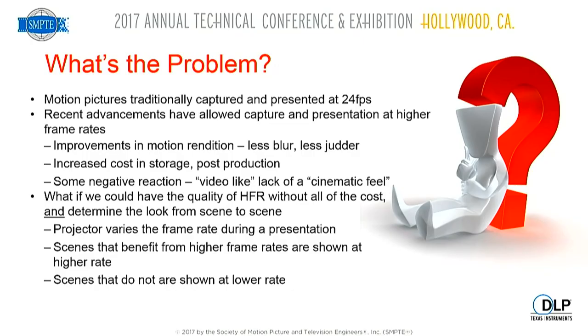So what would that take? The projector would need to vary the frame rate during a presentation. And that way, the scenes that benefit from higher frame rate can be shown at a higher frame rate, and those that don't require it don't have to be.